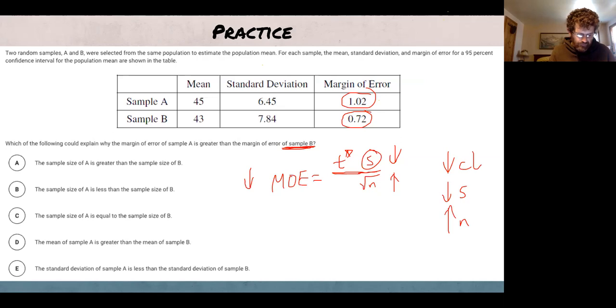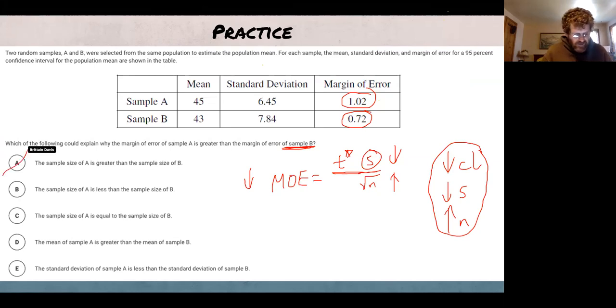So why would B be smaller? Any one of these three reasons. So now let's go to the choices. Sample A is greater. Okay, so maybe we should have done it the other way, but anyways, we can still work through this. Why is the margin of error for A greater than the margin of error for B? A is greater than B because A has a greater sample size than B. Well, as the sample size goes up, the margin of error will go down. So it seems like if A had a bigger sample size, it would have a smaller margin of error. So it's not that one.